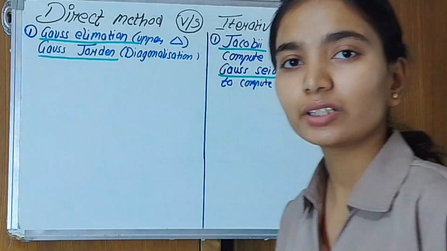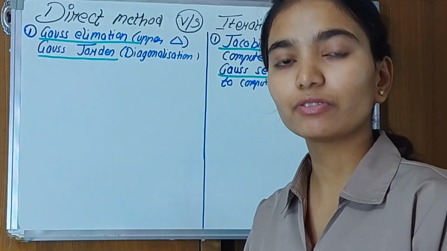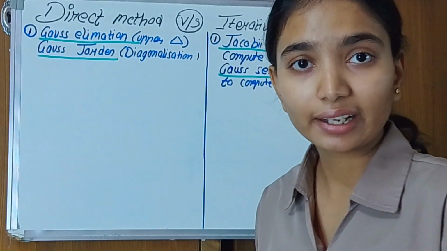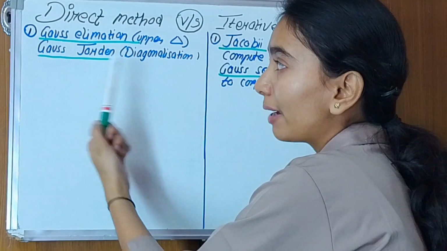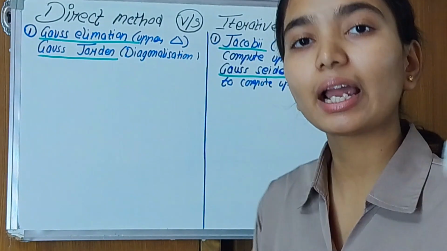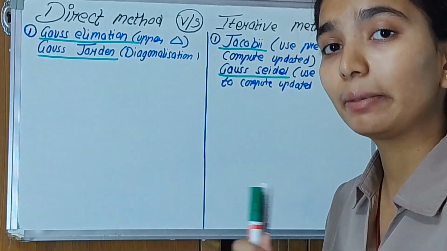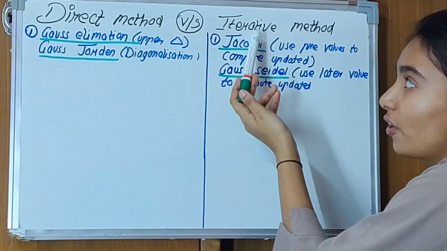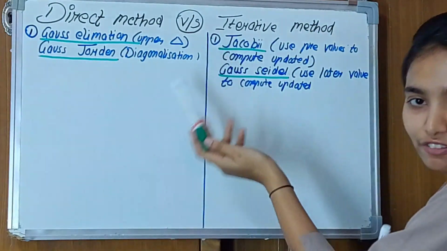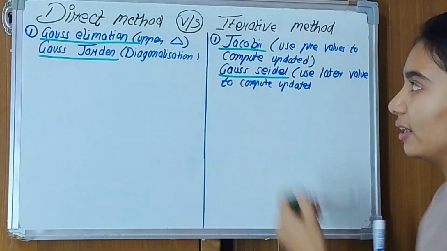In Gauss elimination we make the lower triangle 0 with the help of the pivot element, and in the Gauss-Jordan method we make the upper and lower triangle 0 with the help of the diagonals or pivot element. Now in the category of iterative method, two methods fall, which are Jacobi and Gauss-Seidel.